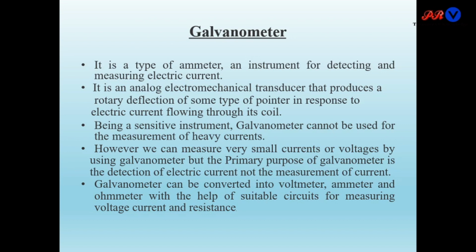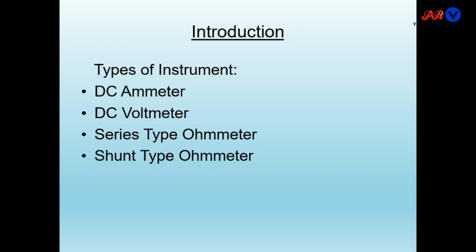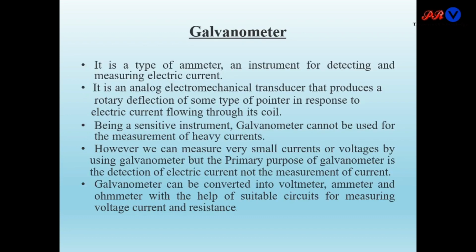Before studying the applications of PMMC, we will study the galvanometer. What is a galvanometer? Galvanometer is a type of ammeter, an instrument for detecting and measuring electric current. It is used for measuring or detecting the current. It is an analog electromechanical transducer.